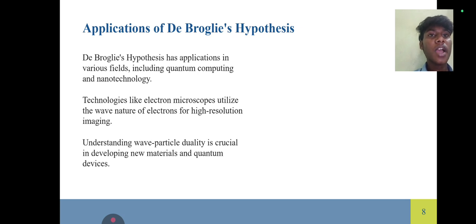Applications of de Broglie's hypothesis. De Broglie's hypothesis has applications in various fields including computing and nanotechnology. Technologies like the electron microscope utilize the wave nature of electrons for high resolution imaging. Understanding wave-particle duality is crucial in developing new materials and quantum devices.